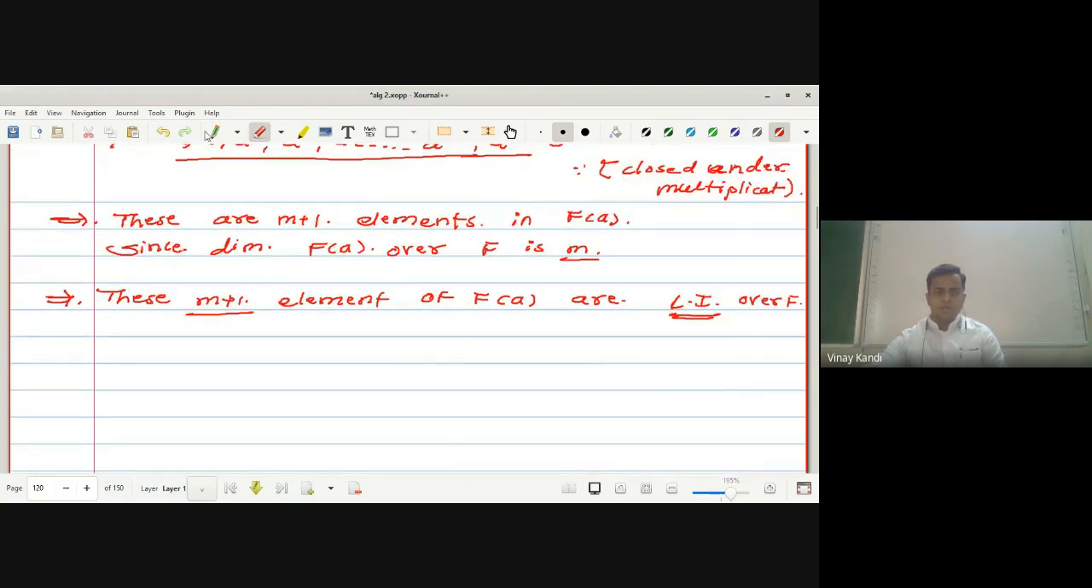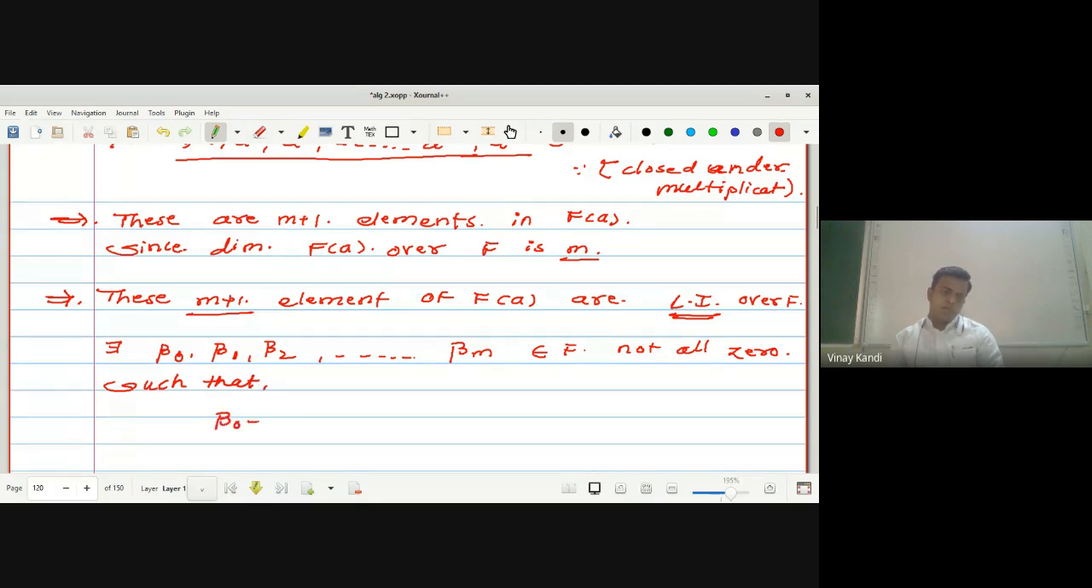Okay, so these m+1 elements of F(a) are linearly independent over F. So there exist beta naught, beta 1, beta 2, up to beta m belonging to capital F, not all 0, because they are linearly independent, such that beta 0 plus beta 1 a plus beta 2 a square plus up to beta m-1 a raised to m-1 plus beta m a raised to m is equal to 0.